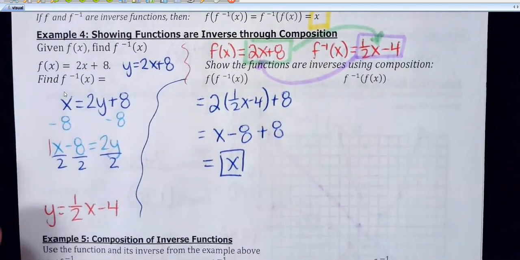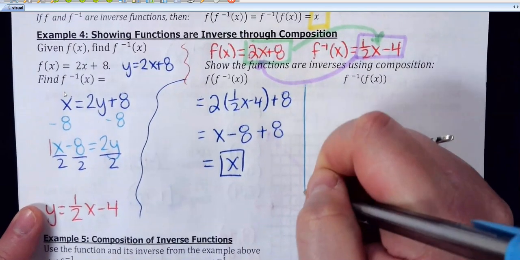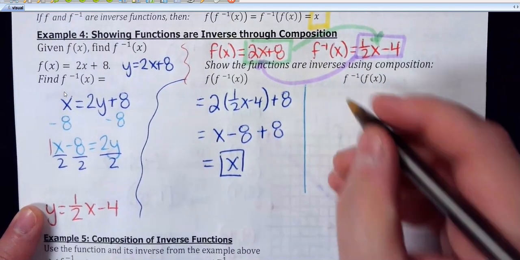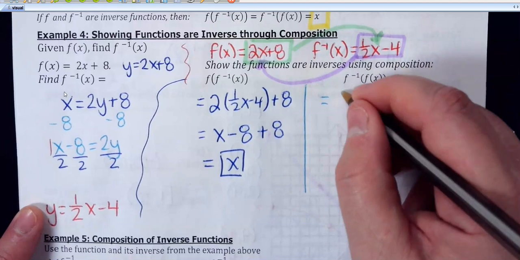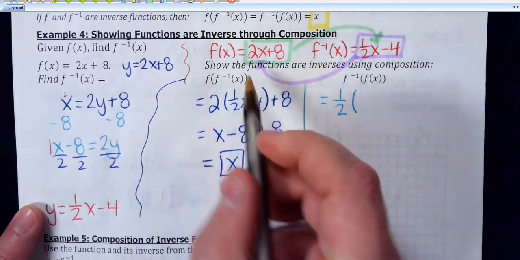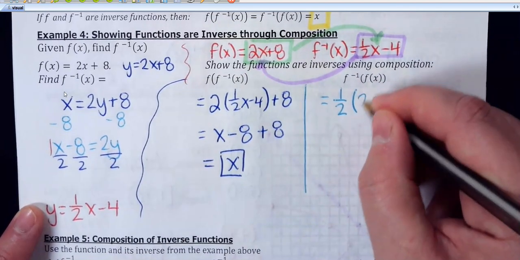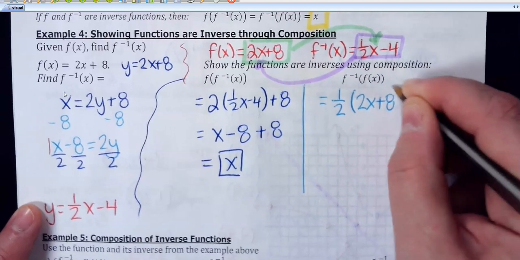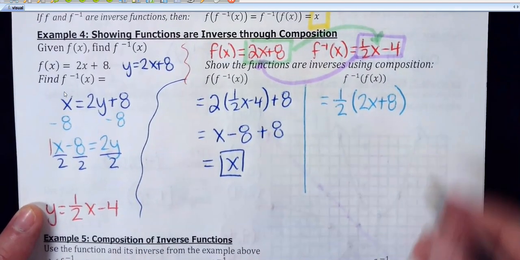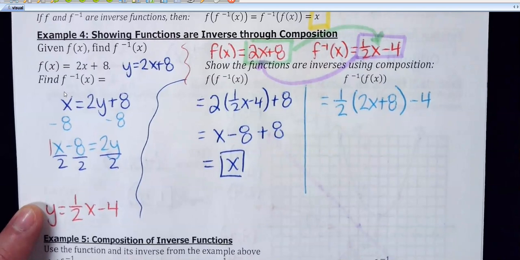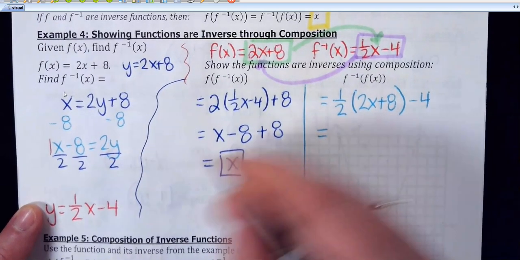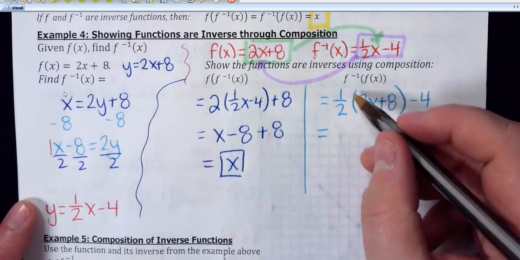All right, so I'd have to see both. They're going to look similar, but you're going to see different algebra here. So the inverse is what I'm going to plug into now. So 1/2, and then f of x goes 2x plus 8 in place of the x there, and then minus 4. And again, it's just 2 steps. It'll look similar, but it's going to be a little bit different than the question we just looked at.